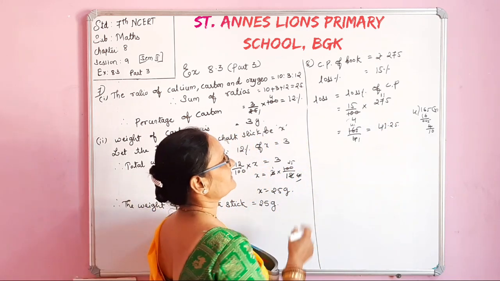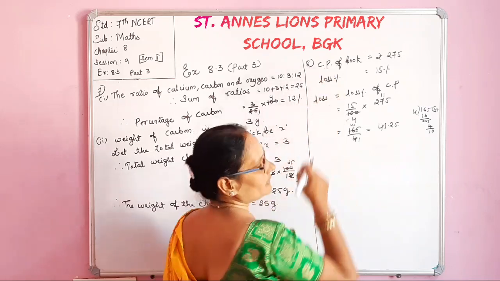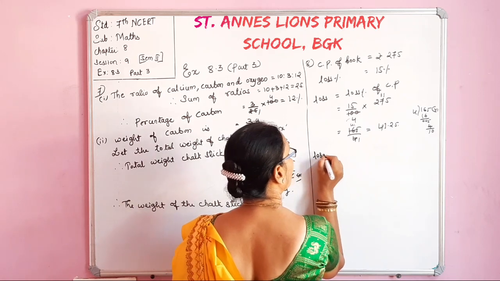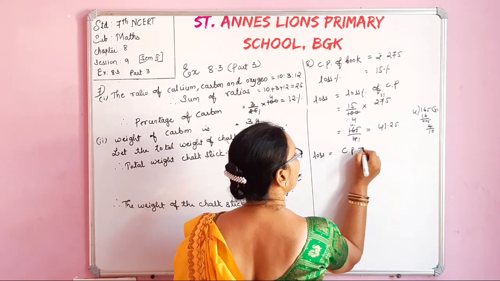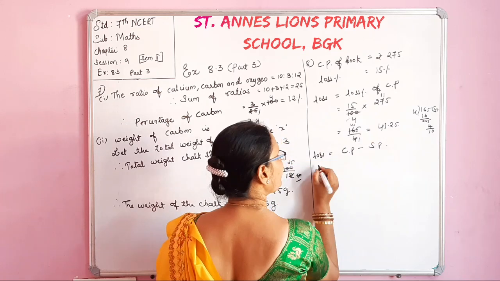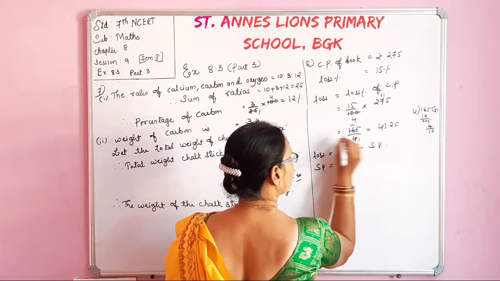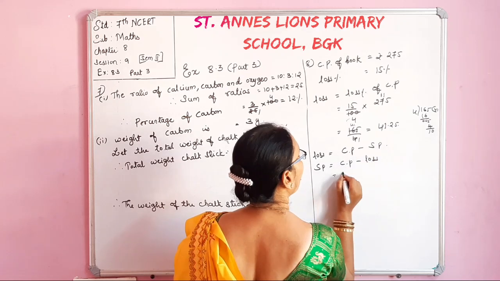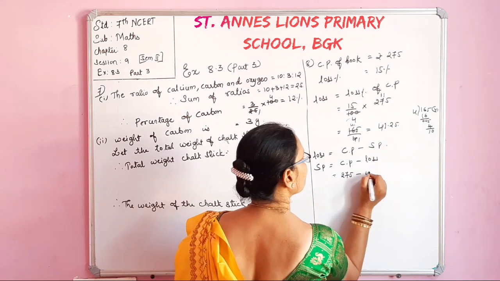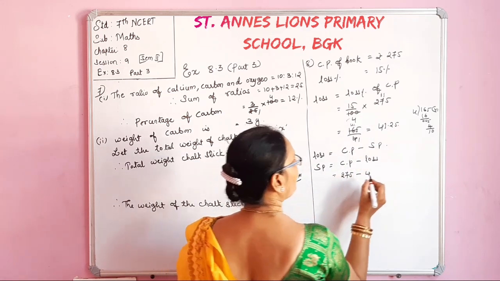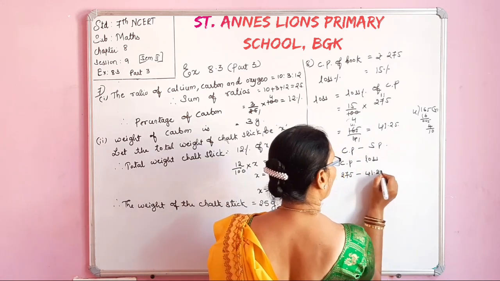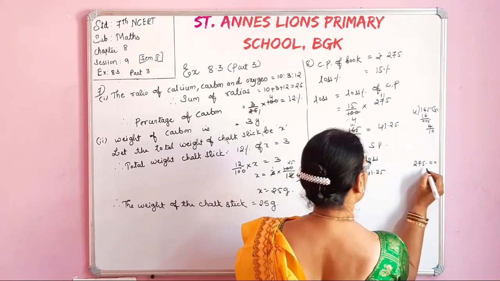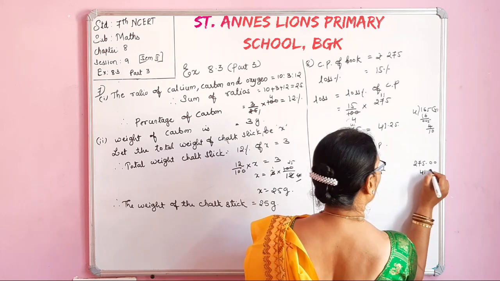41.25 is the loss. Now loss we know, CP we know. Very easily we can find out SP. How? Loss is equal to, you know that, CP minus SP. So now we know SP, we will take the SP this side. Loss comes here. CP minus loss. What is the CP? 275 minus. Now what is the loss we found out? 41.25. Just you subtract it and get the answer. 275.00 and here 41.25.